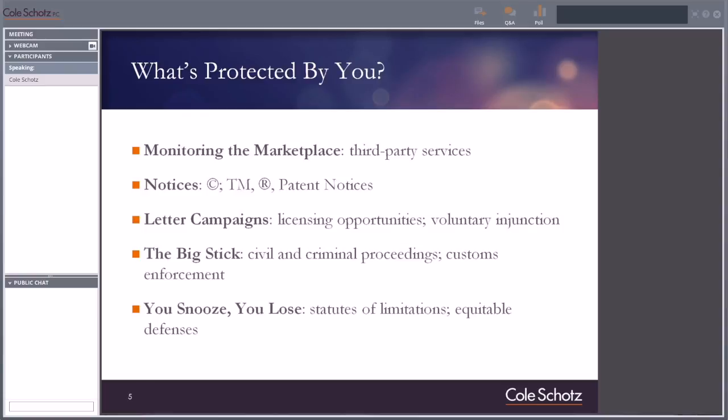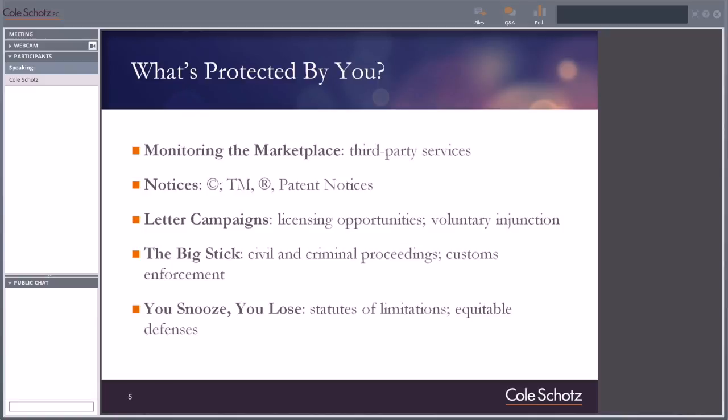Also, you have your protection, but if you don't act on your protection, you could lose your rights to your claims, your infringement claims, for what we call statute of limitations issues. If you sit on your rights too long, there is a possibility that your claim will no longer be valid when you decide to go ahead and bring that claim.